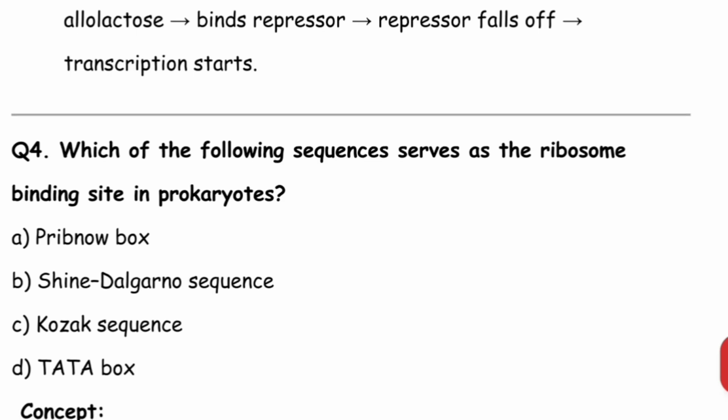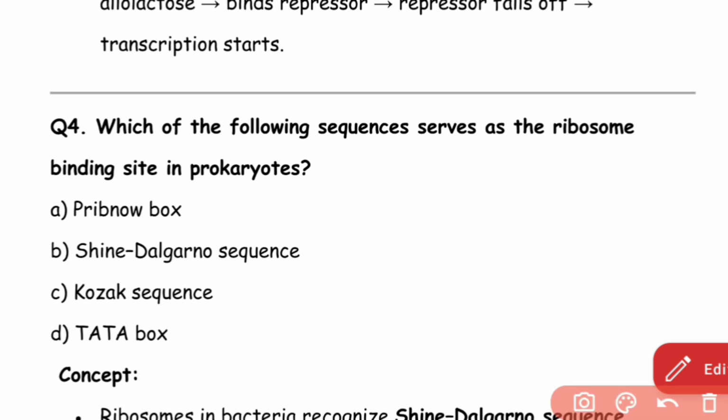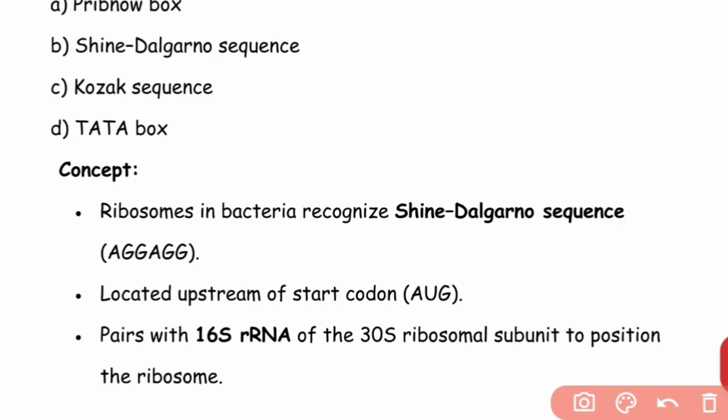Fourth question: which of the following sequences serves as the ribosome binding site in prokaryotes? A. Pribnow box, B. Shine-Dalgarno sequence, C. Kozak sequence, D. TATA box. And the correct answer is Shine-Dalgarno sequence. Now let us see the concept behind it.